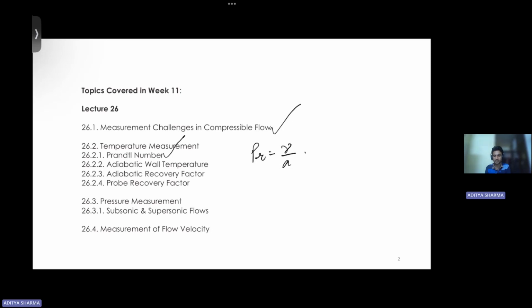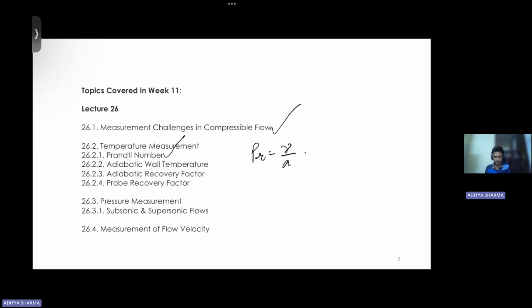So nu here is for thermal diffusivity, right? So if this Prandtl number is high, it means the thermal diffusivity of the flow that is of concern is high. And in case this value is low, then we know that the thermal diffusivity is low, right?